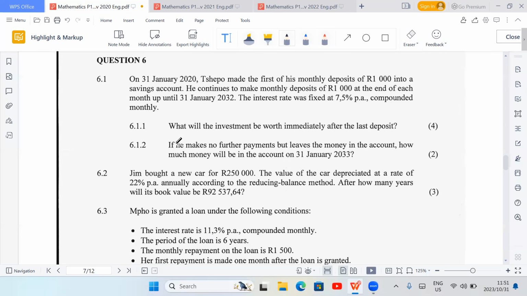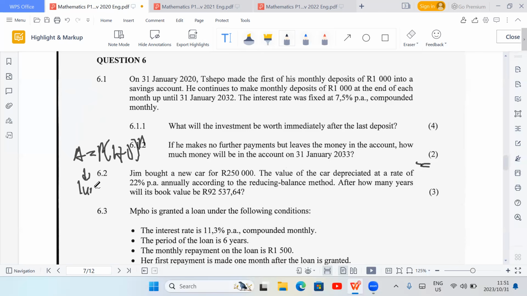Then 6.1.2 says if he makes no further payment but leaves the money in the account, how much money will be in the account on 31 January 2033? So this is 2 marks. We can see that this is a question on you having to use this formula here because you are just leaving the money there. Remember, when do you get to use this formula?